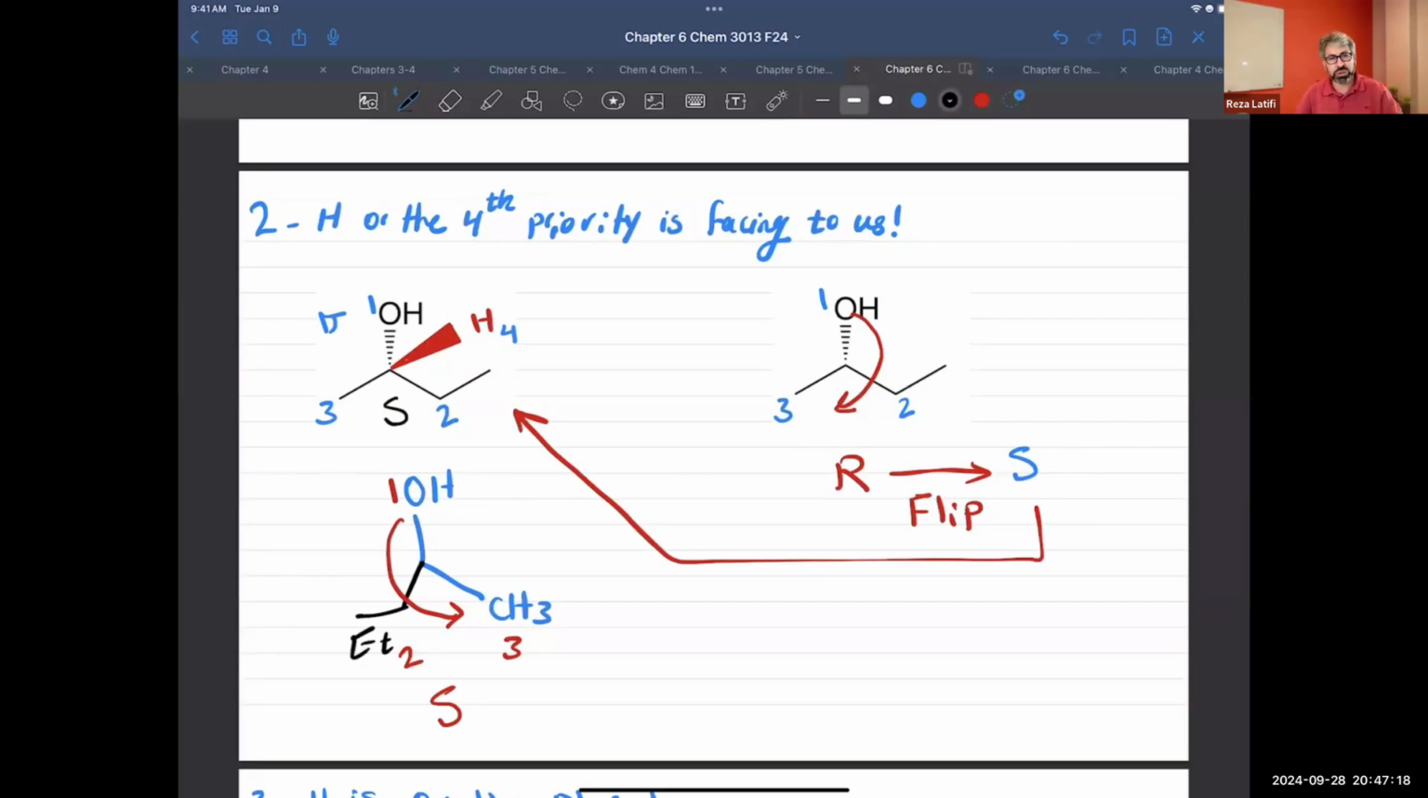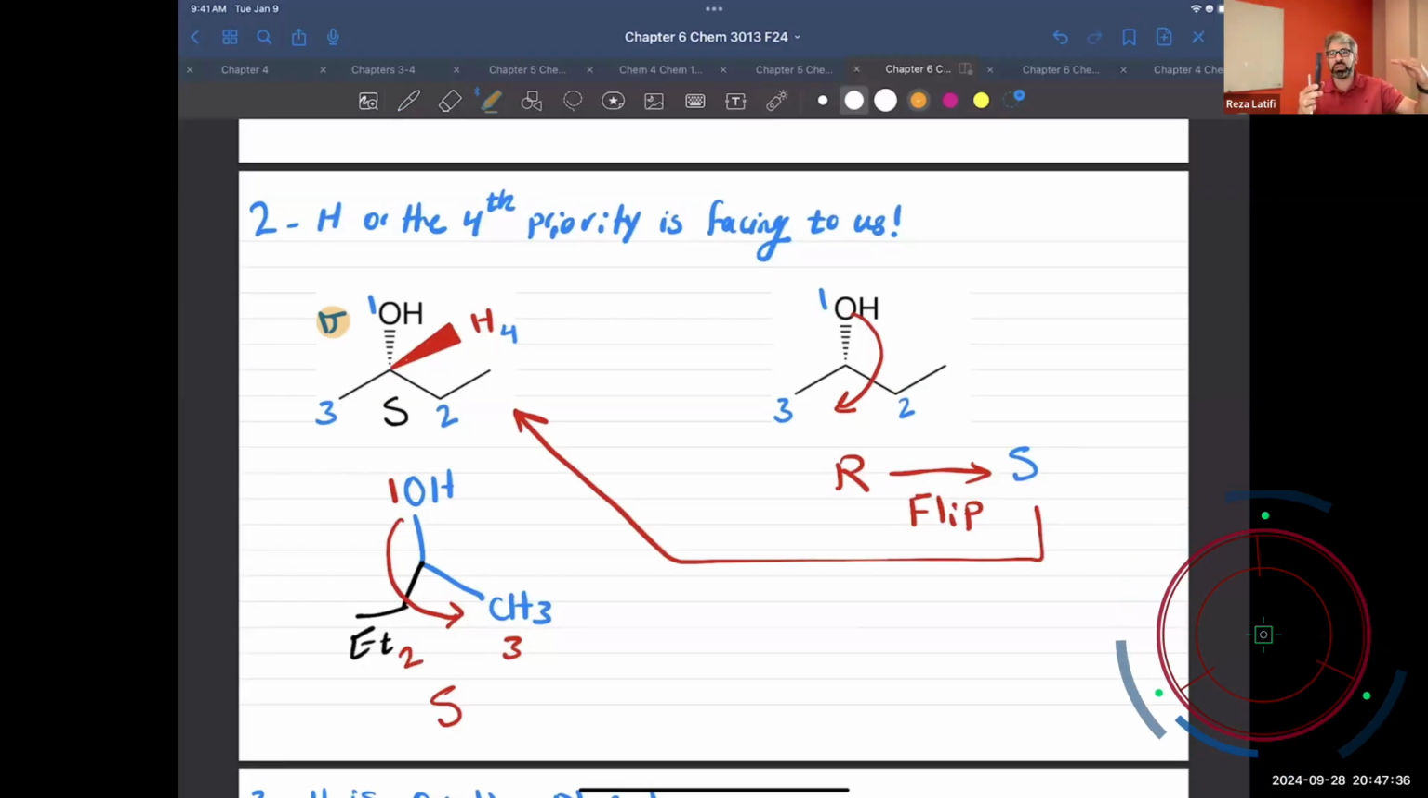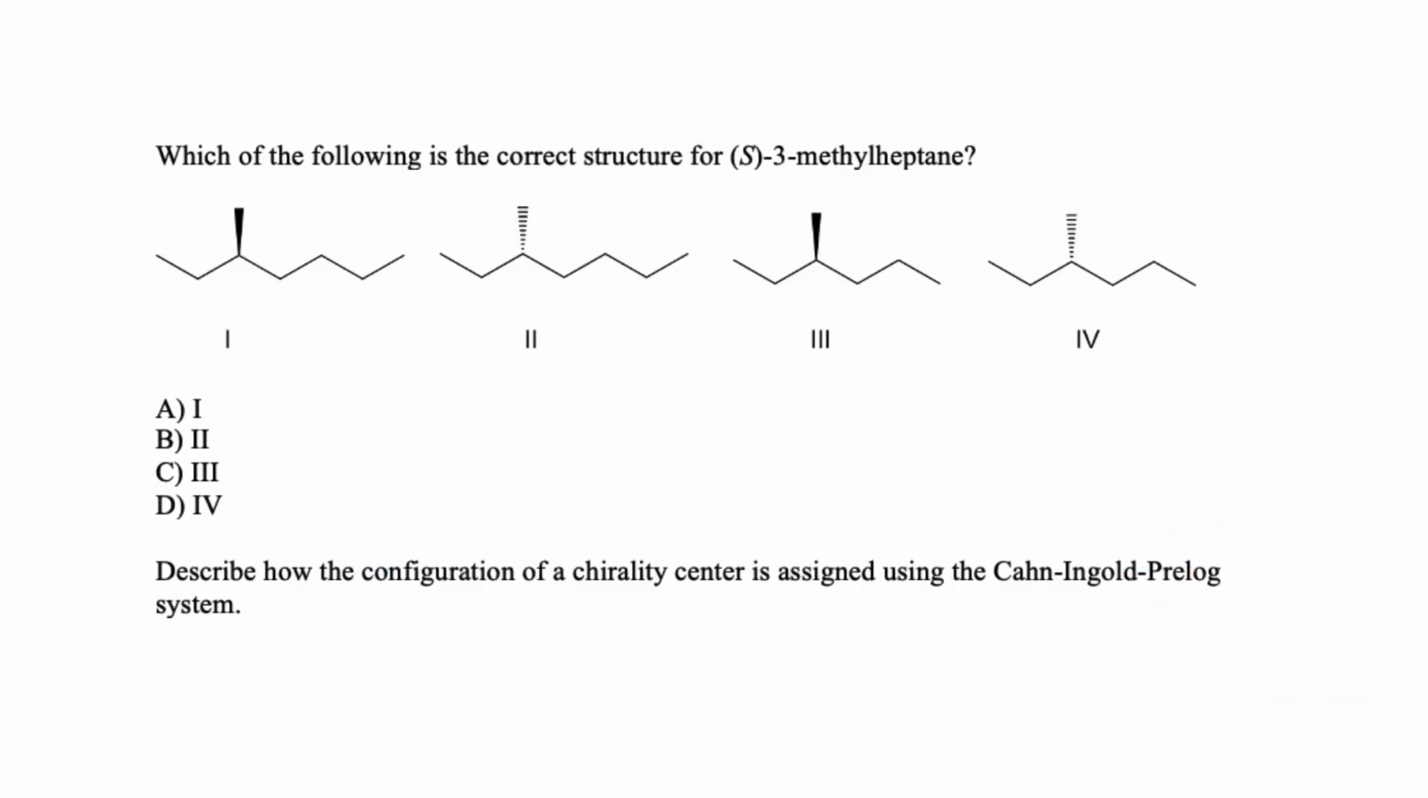Another way, go and look at the molecule from a side where hydrogen is going to be far from you. So I'm going to look at the molecule from the back. Why from the back? Because hydrogen is pointing to us. So we're going to look at it from the back of the molecule. If hydrogen is here, you're going to look at the molecule from this side because hydrogen is pointing to you.